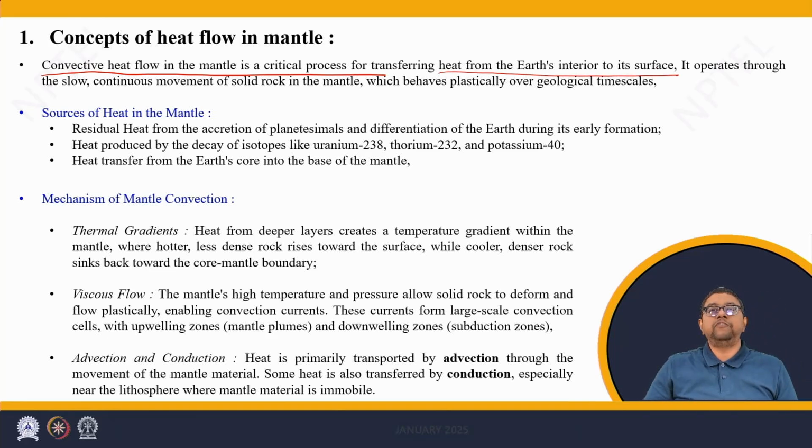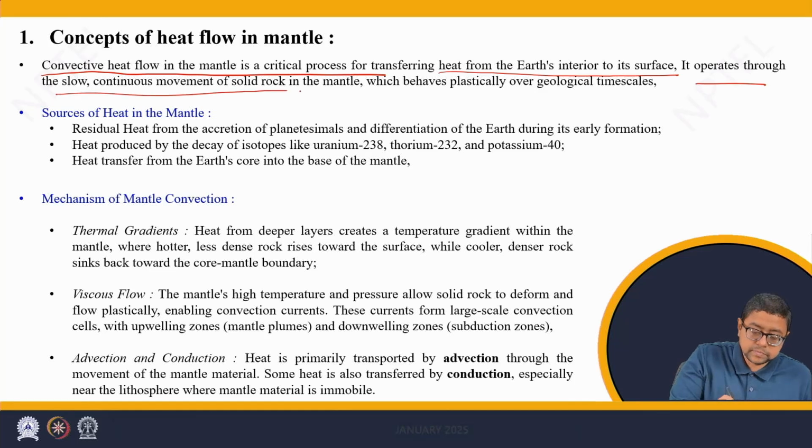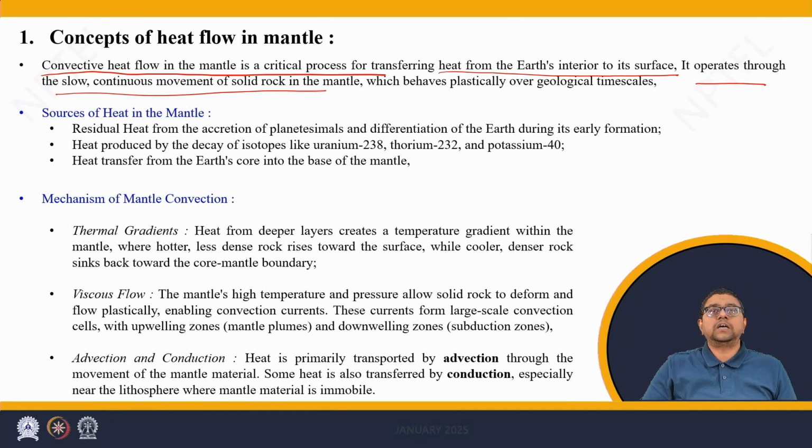In the mantle, the convective heat transfer process transfers heat from the core mantle boundary towards the surface, that is the crust. The convective heat flow in the mantle occurs through slow, continuous movement of semi-solid rock. This behaves plastically over geological time scale. The geological time scale ranges from millions to hundreds of millions of years, which is the time period of overturning of the material in the mantle.